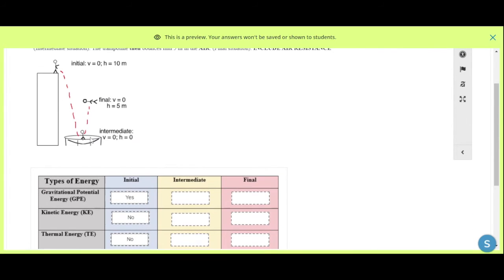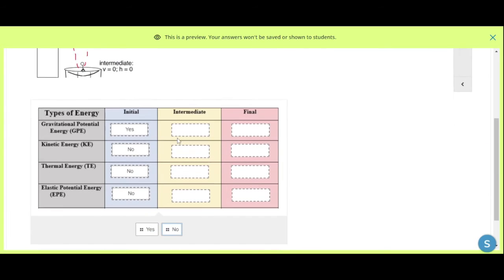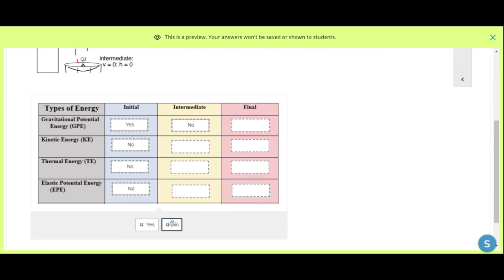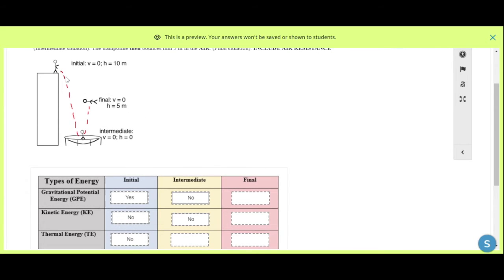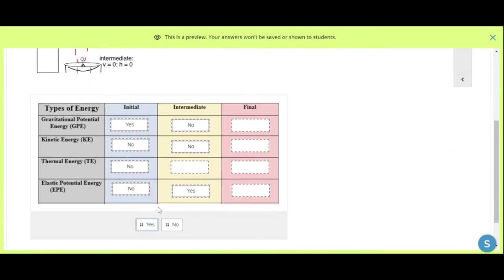Next is right here when he's on the trampoline. We notice that velocity and height are zero, so both of these are going to be zero. We notice that he is on a trampoline, and trampolines have springs, so he is going to have some elastic potential. And then we need to remember that it told us that there was air resistance. So that means that as he was falling, he was coming into contact with air resistance, therefore generating thermal energy.